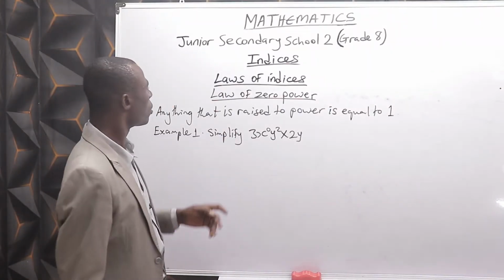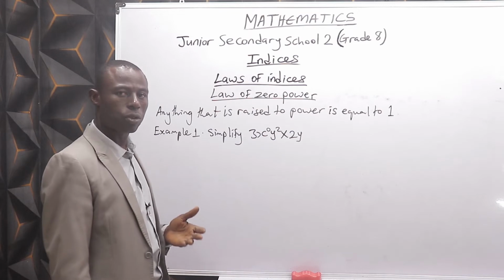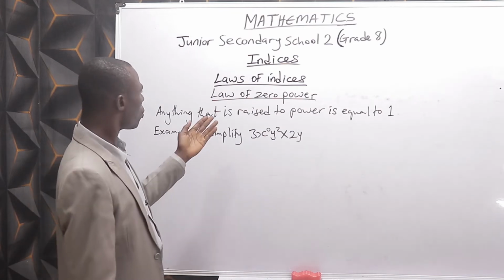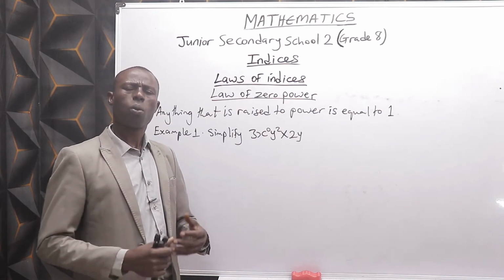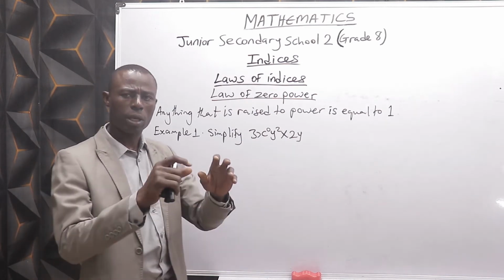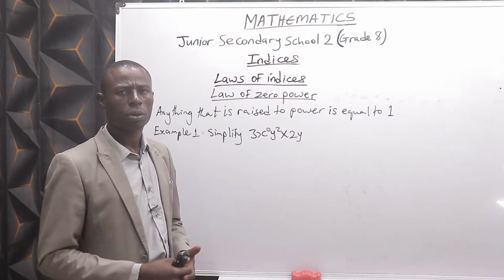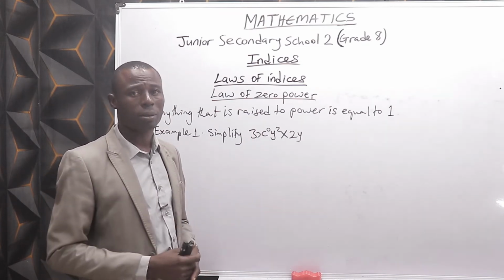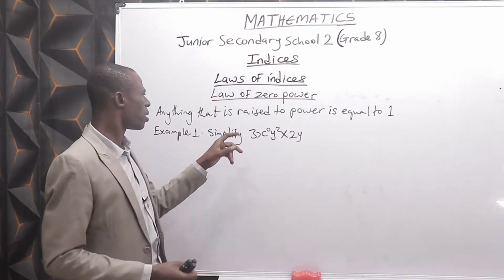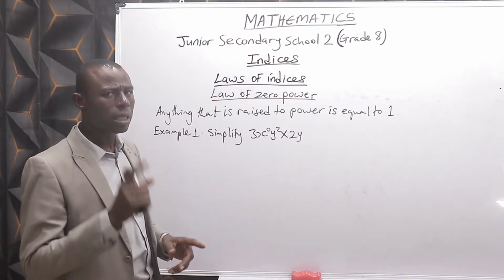Now we come to another subtitle under indices, which is law of zero power. What happens when the power of a particular number is 0? That whole system is equal to 1. So anything raised to power 0 is 1.